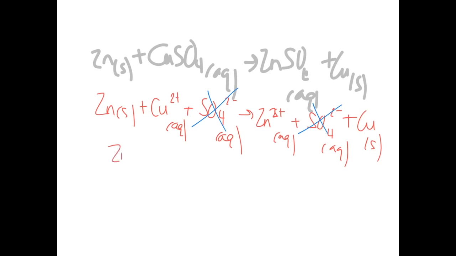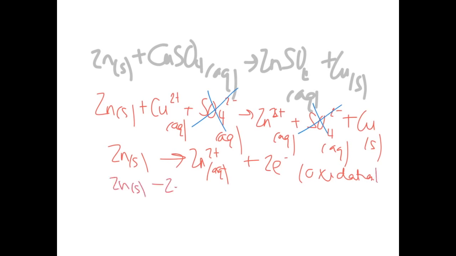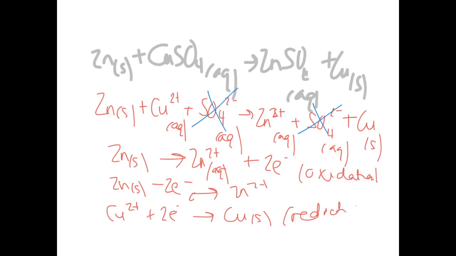So we're going to get Zn solid, and it's going to form Zn2+, aqueous. Because it needs to be a neutral solution, what do we need to do? We need to add two electrons here. And because effectively you've taken away electrons, that's oxidation. Another way of writing that, which you might be more familiar with, is this. And then let's sort out the copper. On the left-hand side we've got Cu2+, and it's forming copper solid on the right-hand side. How do we get that nice and neutral? Well, we add 2e- over here, and because you've added electrons, that is reduction. So that's how you're going to do it.